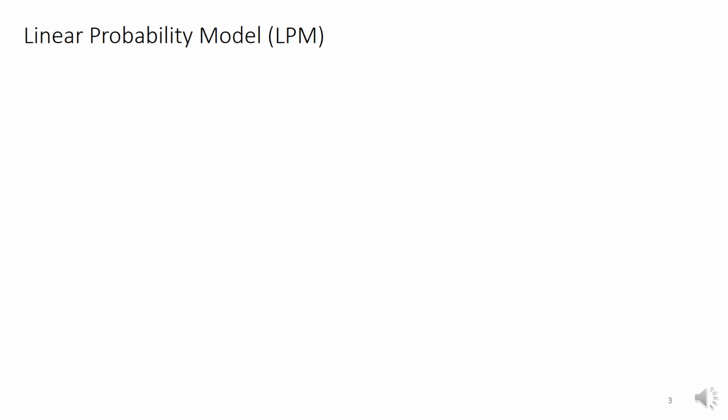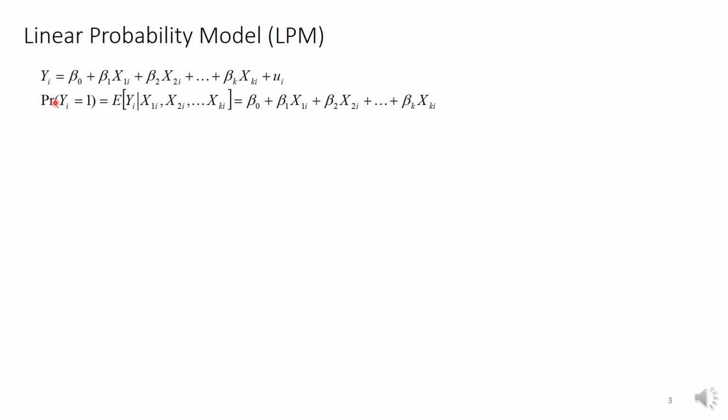For the linear probability model, the probability that y equals 1 is equal to the expected value of y for given values of your explanatory variables, and it is just equal to beta naught plus beta 1 x1 and so on until beta k xk. You will find that the way it is written is similar to the ones that we have seen before when the dependent variable is quantitative in nature.